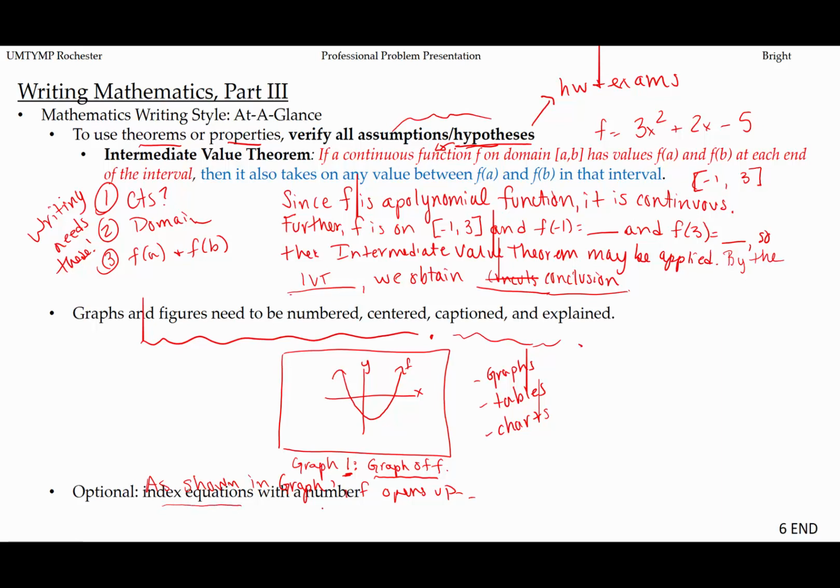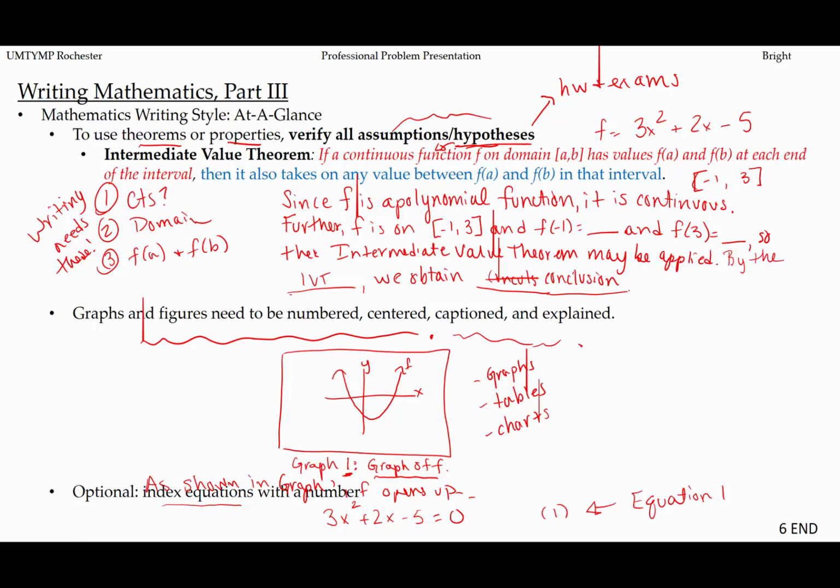So for example, let's say I have 3x squared, so my function, and I wanted to find its vertical intercept, so I might set it equal to 0, and I might say off to the side I might do parentheses with a 1. Okay? And that can be useful later on, because then in your writing what you would do is you would refer to this as equation 1. Okay, and reference, so like as seen in equation 1, and so on. But this is a style thing again.